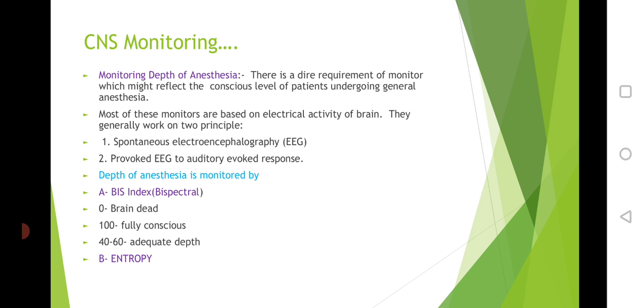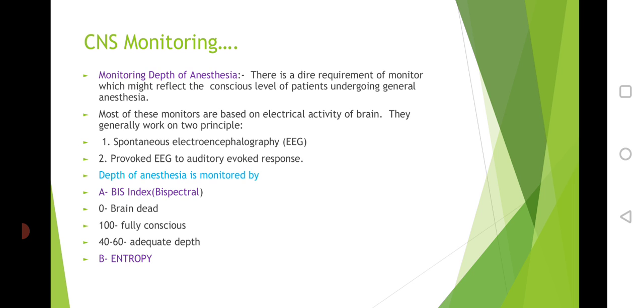Monitoring depth of anesthesia. There is a dire requirement of a monitor which might reflect the conscious levels of patients undergoing general anesthesia. Most of these monitors are based on electrical activity of the brain. They generally work on two principles: spontaneous electroencephalography or provoked EEG to auditory evoked response.